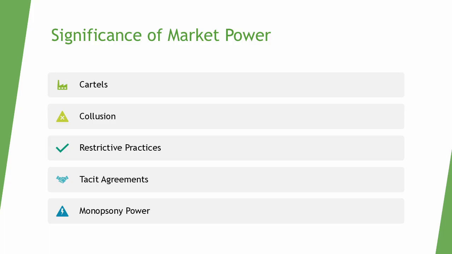This may have an impact on market failure as reduced competition can lead to higher prices, lower output, and allocative inefficiency. Collusion is cooperation between firms, either formally or informally, to reduce competition and increase joint profits. Collusion has some significance over market power as it allows firms to coordinate behavior and exert greater control over prices.